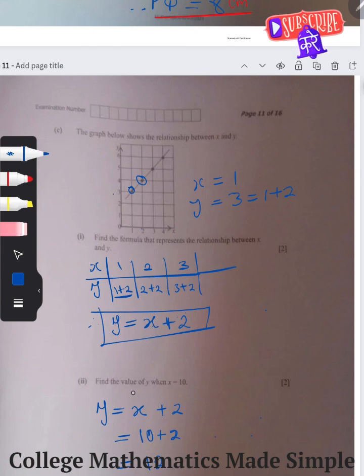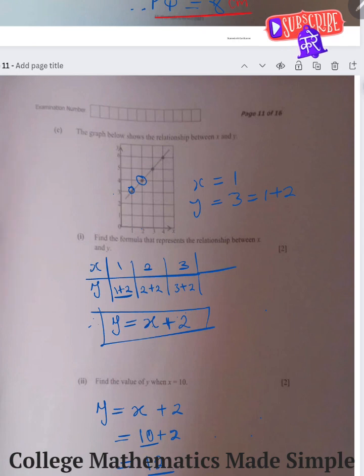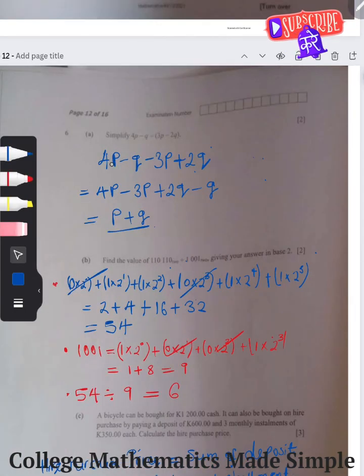Now to find the value of y when x is 10, you just substitute where there is x, you put 10, and plus 2, which is 12. The next question is very simple. Simplify 4p minus q minus 3p by distributing negative 1.